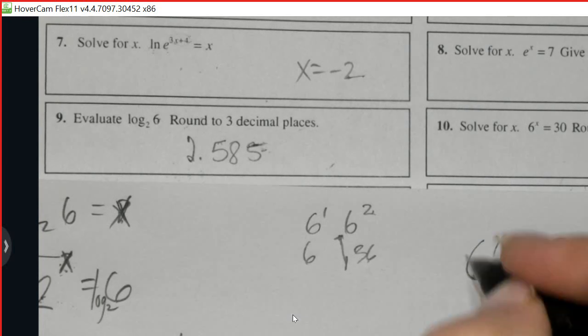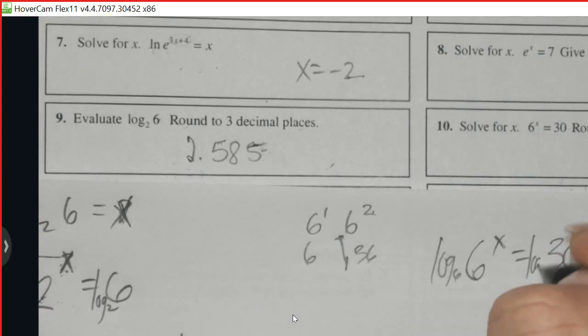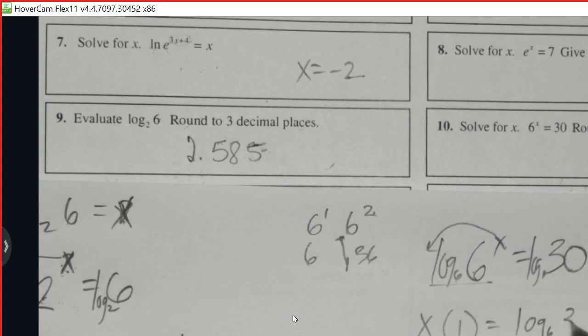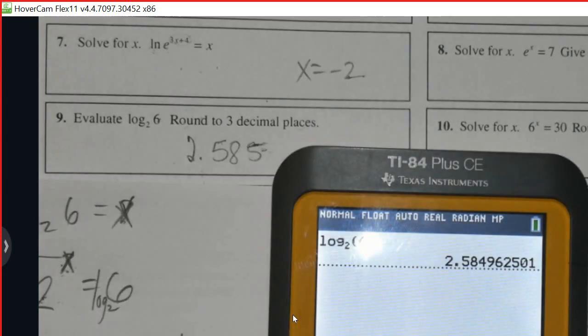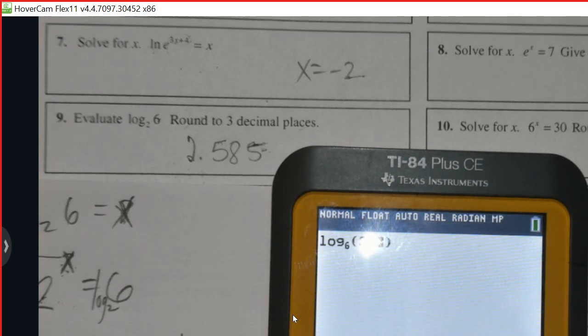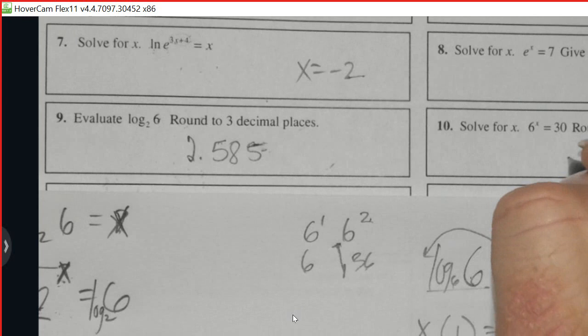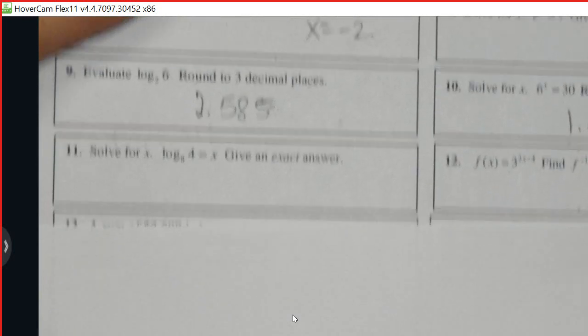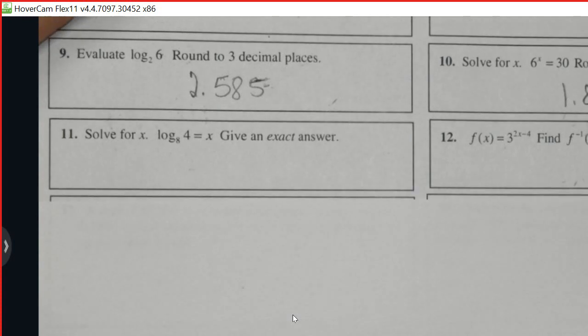I want to remove this 6. So log base 6, log base 6. The x drops down in front. I know this value is the same as 1. I'm going to be kind of lazy there. Log base 6 of 30. This multiplies, and now this is what I'm going to plug in. Math, go up 3 times. My base is 6. The number behind it is 30. And rounded 3 places over, I have 1.898.